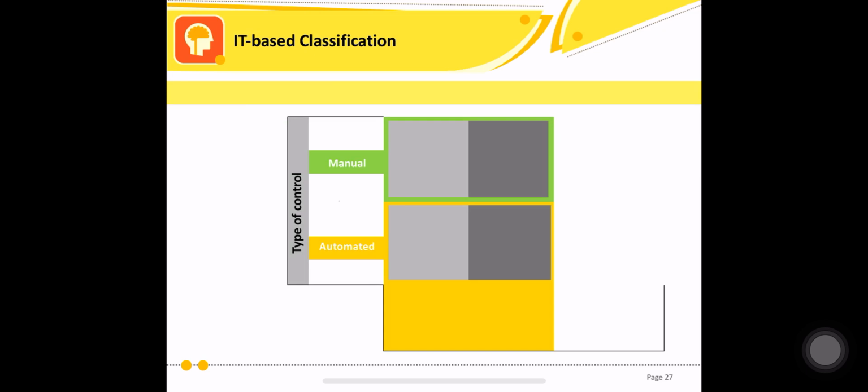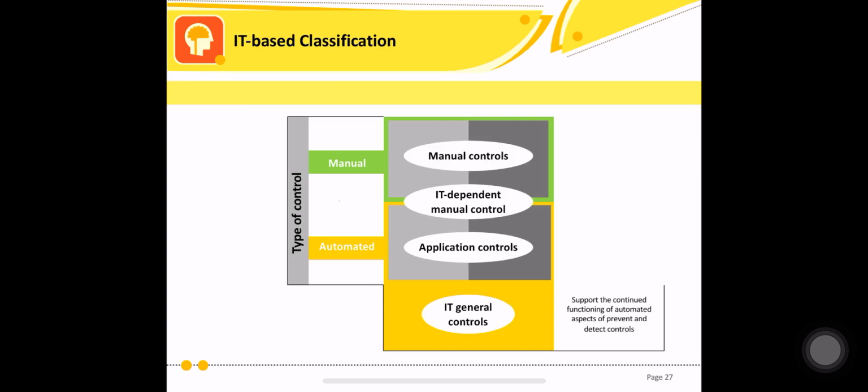At I have discussed earlier its application. Ito yung pinaka-detailed explanation kung paano siya define. As you can see here, there's a manual controls on the upper part, and then in the middle there's an application control wherein in between those yun yung pinagsama yung IT dependent manual controls, and as you can see at the lower part yung IT general controls, yung ITGC, wherein the main point of ITGC support the continued function of automated aspects of preventive detect controls.